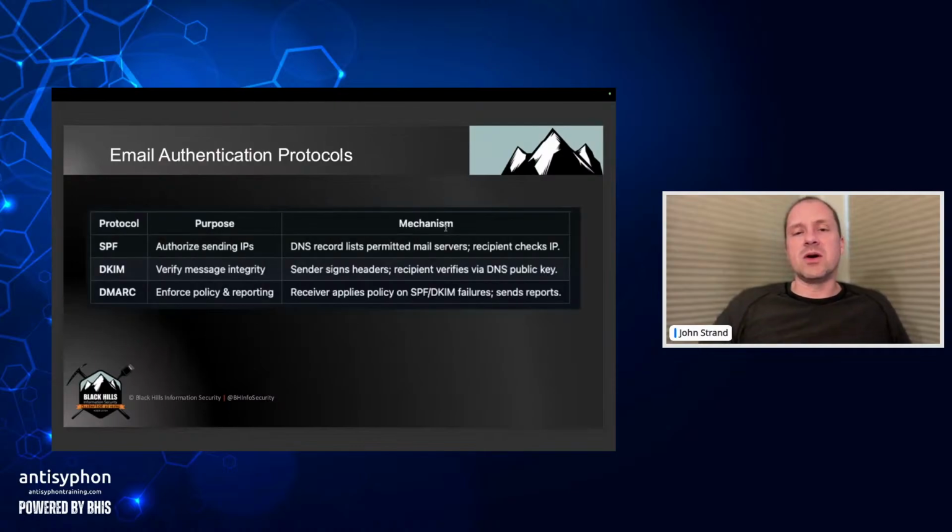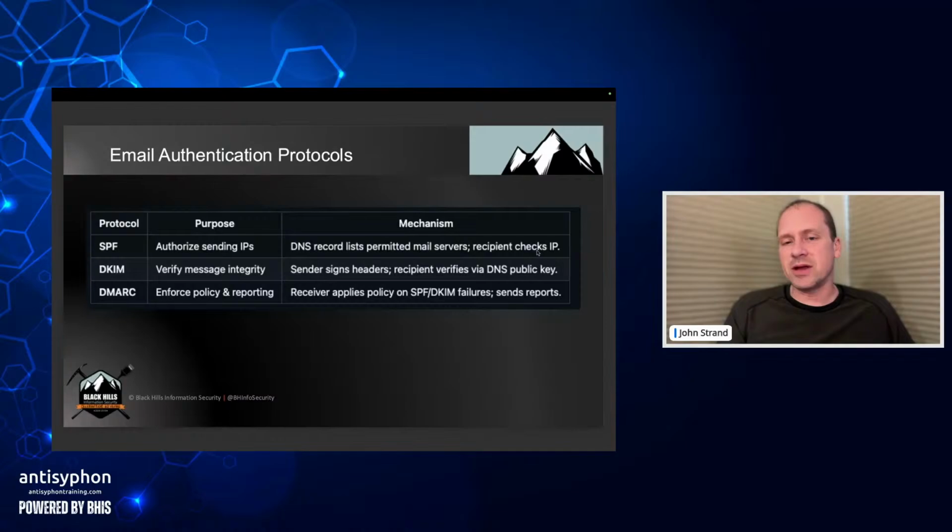So authentication protocols, this is just a really good thing. I almost recommend printing it out. If we're talking about SPF, DKIM, and DMARC, this tells you what the purpose of those are. So authorizing sending IP address, DNS record limits permitted email servers. So we're making sure if we're getting email from a specific provider, we can look and verify that that email is coming from the appropriate IP address.